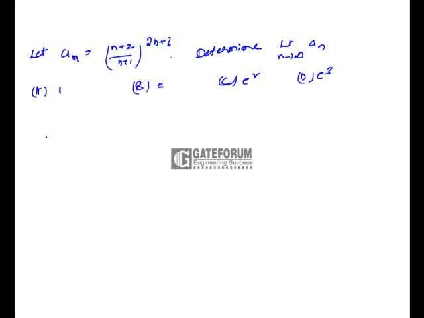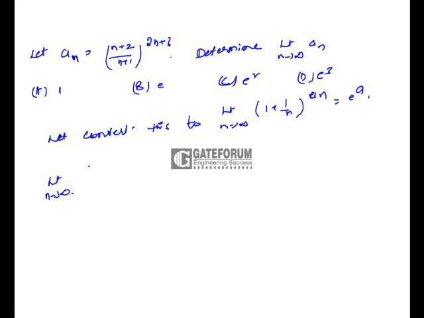Now let us convert this to the form limit n tends to infinity (1 plus 1 by n) whole power n, which is nothing but e. Given, the limit as n tends to infinity of a_n is ((n plus 2) by (n plus 1)) whole power 2n plus 3.